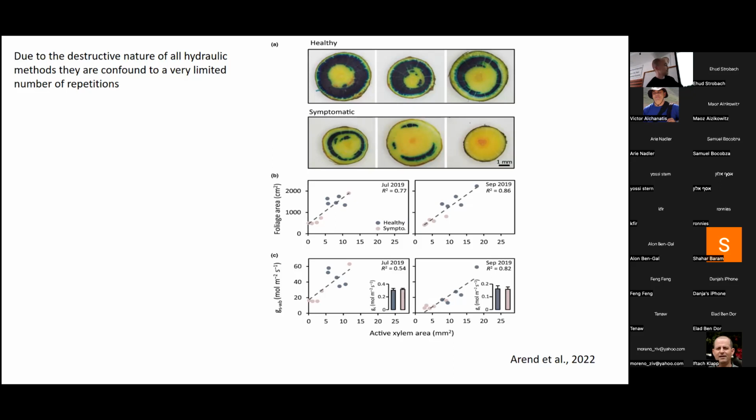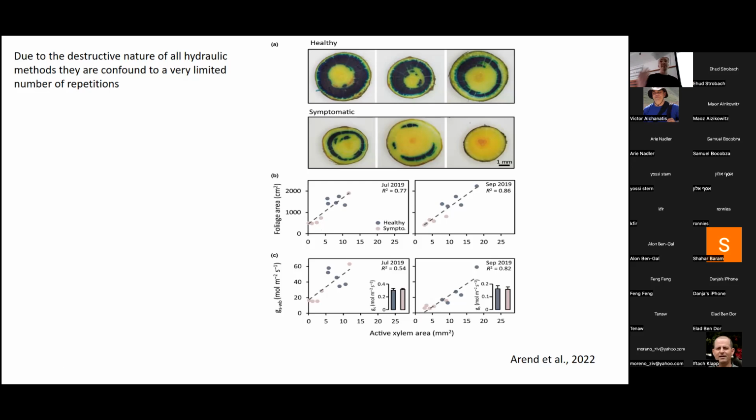You can see that Arendt and co-authors made a correlation between how conductive or how active the xylem area is, on the x-axis, and the foliage area that still exists on the shoot. This is after a drought in Germany. This is a destructive method, so you can't really follow these shoots over time.